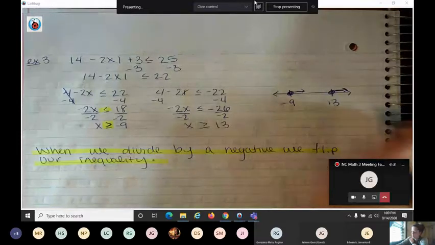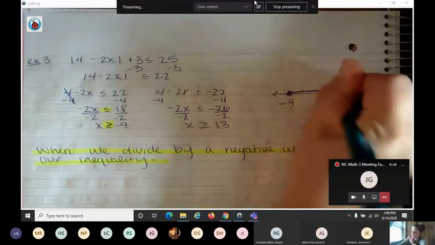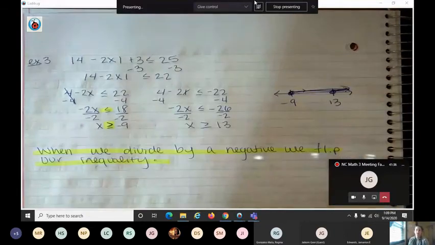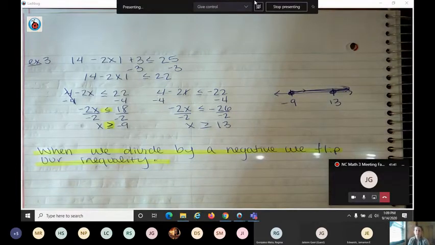We have those two guys going up. So our answer would be really -9. It's going to make everything true. So x has to be at least greater than or equal to -9 for everything to work.